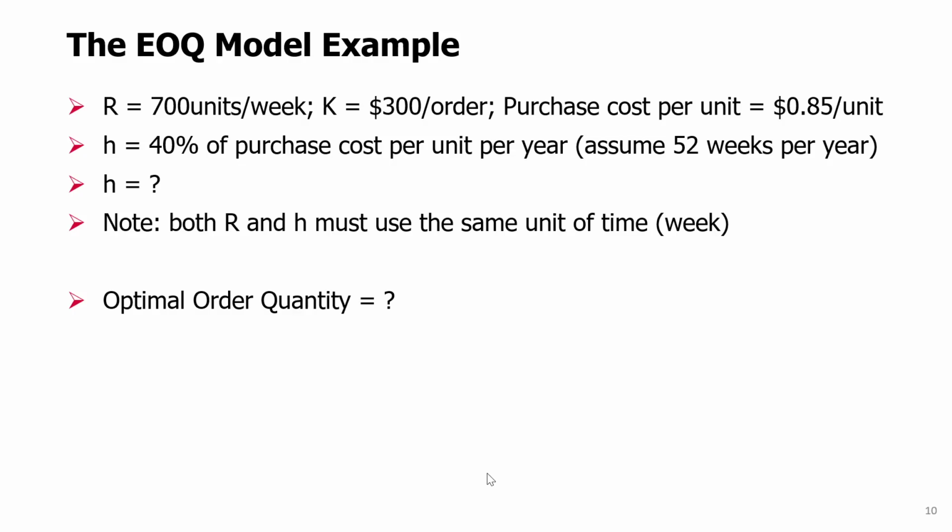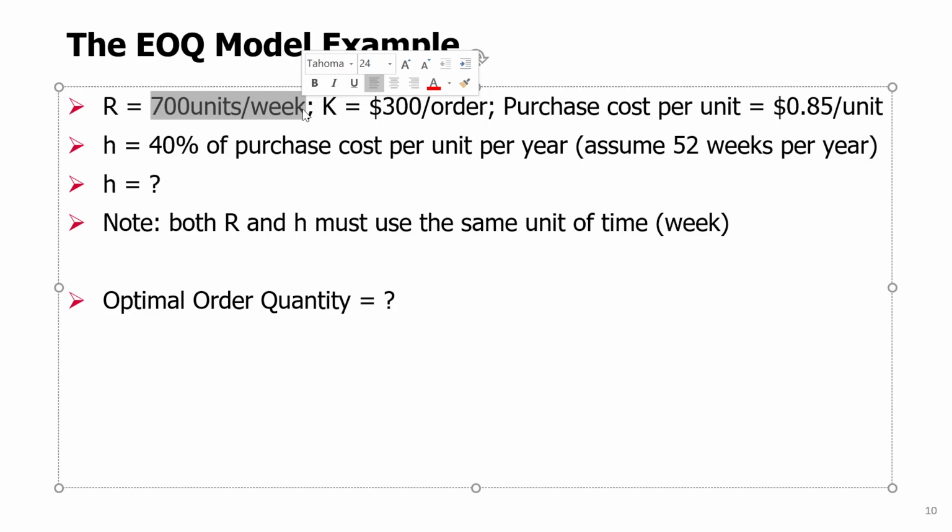Let us consider an example problem that can be solved using the economic order quantity model. Suppose we are managing inventory of a product that we consume at the rate of 700 units per week. Suppose also that the order cost is $300 per order, and the purchasing cost, we buy the product for just 85 cents per unit, we buy a lot of the product.